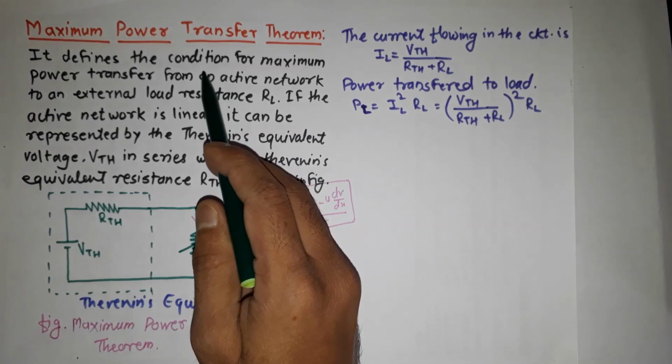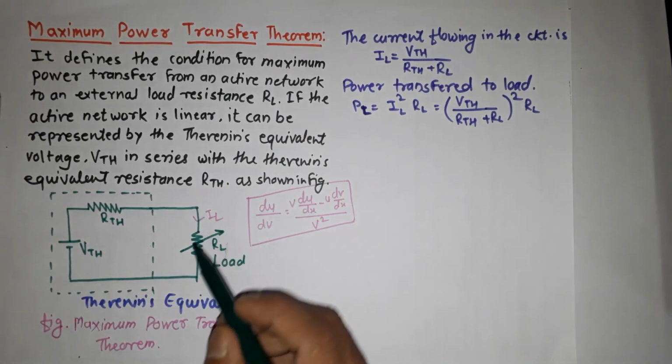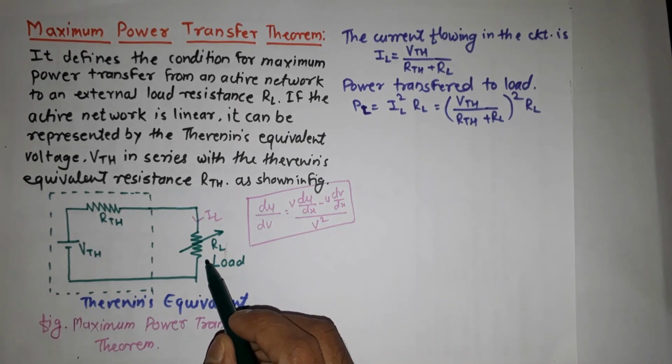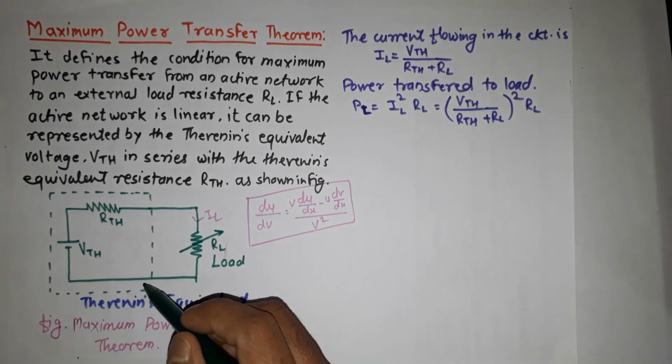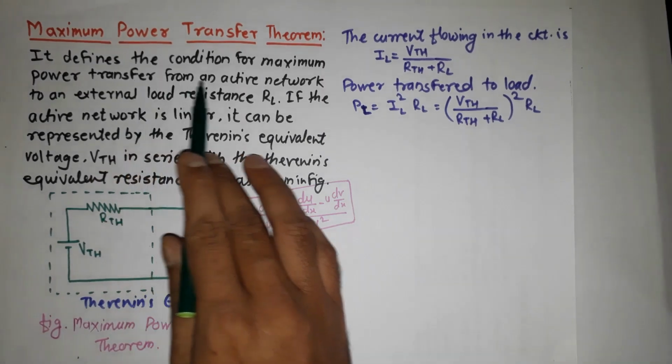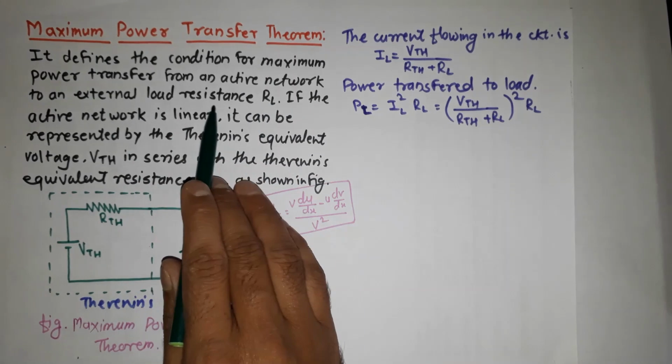Maximum power transfer theorem. In the maximum power transfer theorem, we will see how much power is delivered to the load, or what we are calling the external load, without considering the network. It defines the condition for maximum power transfer from an active network to an external load resistance RL.